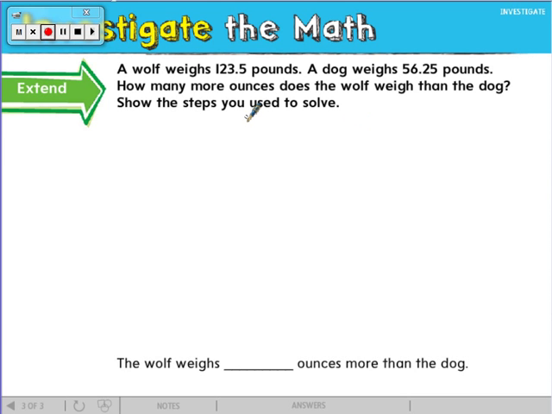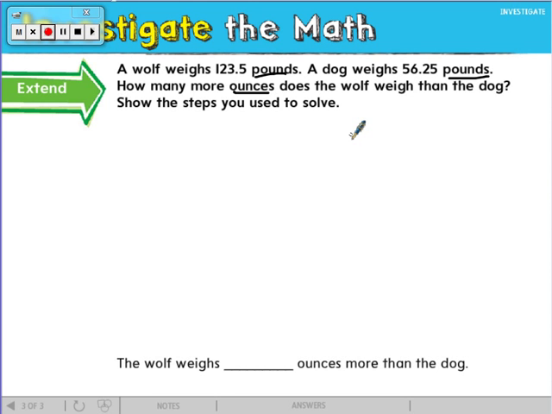A wolf weighs 123.5 pounds and a dog weighs 56.25 pounds. How many more ounces does the wolf weigh than the dog? We're going to show the steps to solve. Okay. We're in pounds. They want us to show this in ounces. Now, we have 2 choices here. We can do 2 conversions and then subtract.